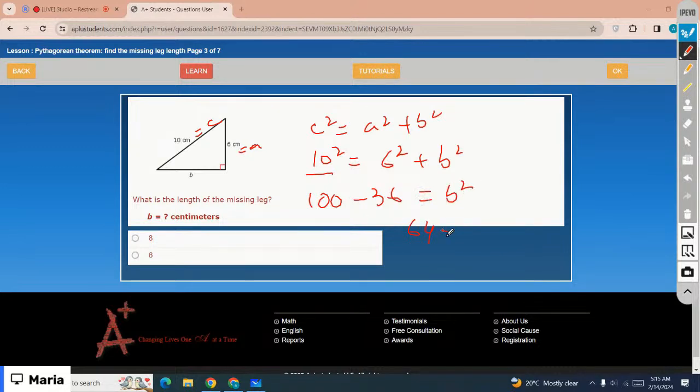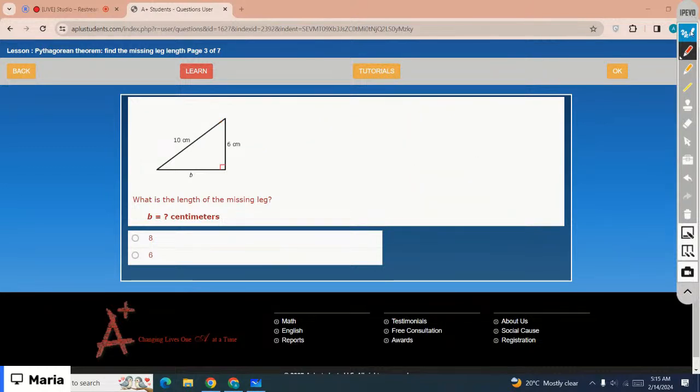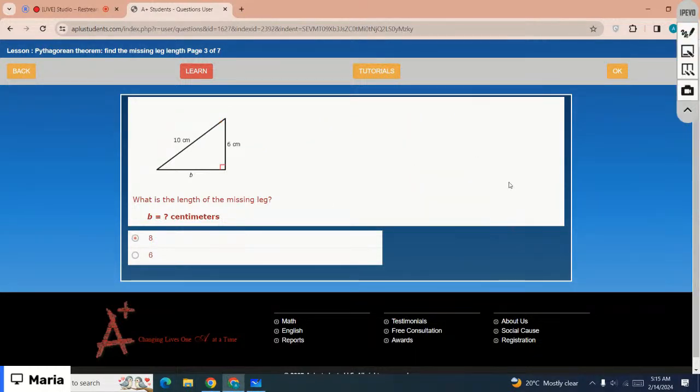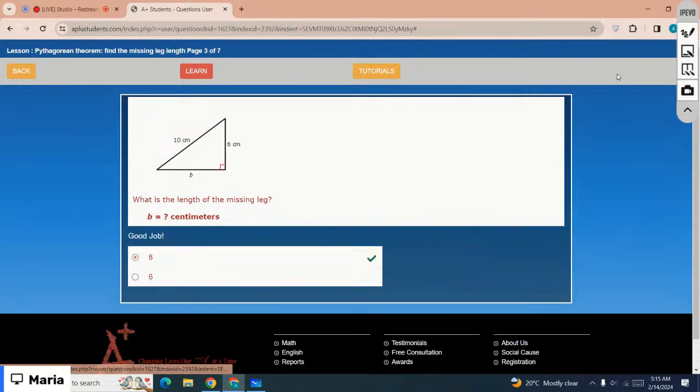100 minus 36 is 64. So b square equals 64, right? So square root both sides, b equals, yes, square root 64 is 8. That means b equals 8. The correct option is b equals 8. Got it?